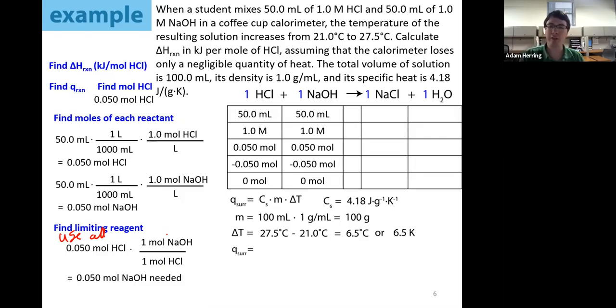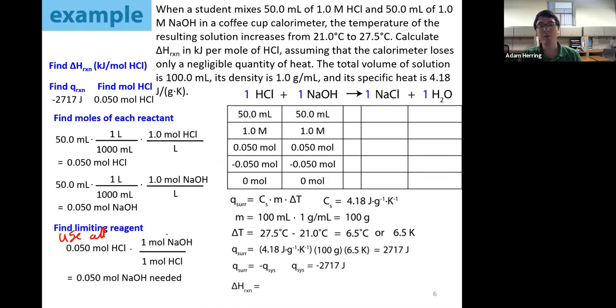Therefore, our heat of our surroundings is taken by multiplying the specific heat times the mass of the surroundings times the change in temperature of the surroundings. That's equal to 2,717 joules. To find the heat of the system, or the heat of the reaction, we need to reverse the sign, because all of the heat that was absorbed by the surroundings was given off by the system. So that's a negative 2,717 joules. To find the heat of the reaction, we need to take our heat and divide by the number of moles of that reactant. So that's 54,340 joules per mole released, or negative 54 kilojoules per mole.